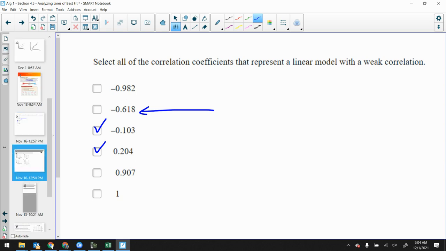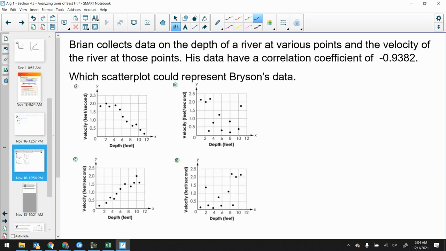Let me show you another state-released question. Brian collects data on the depth of a river at various points and the velocity of the river at those points. His data have a correlation coefficient of negative 0.9382. Which scatter plot could represent his data? Bryson and Brian, apparently they changed the name there. Yeah, what do we think?